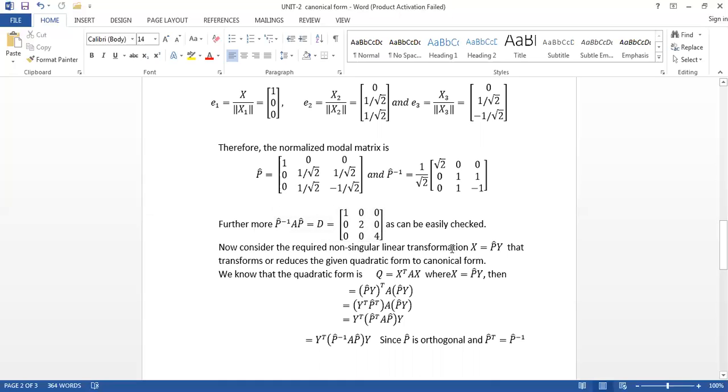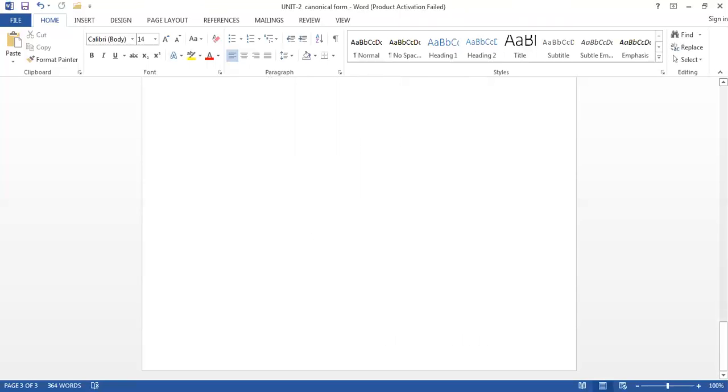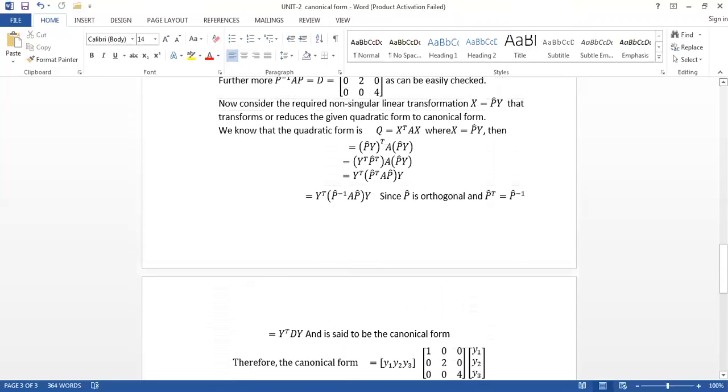Now consider the required non-singular linear transformation x equals P cap y, that transforms the given quadratic form to canonical form. I explained this at the starting of this lecture. We know that the quadratic form is x transpose A x, where x equals P cap y. So I am substituting x equals P cap y. So this is y transpose P cap transpose A P cap y. So clearly this is a quadratic form, right? And moreover, P inverse A P equals D by diagonalization. So we can write y transpose D y.